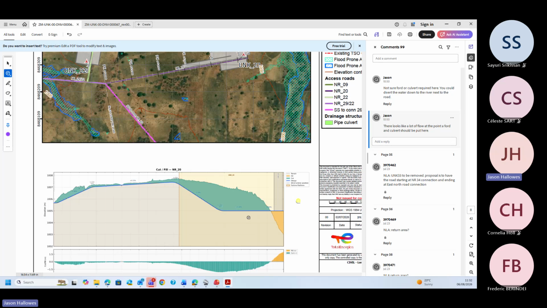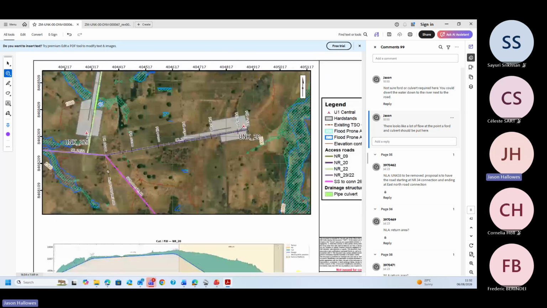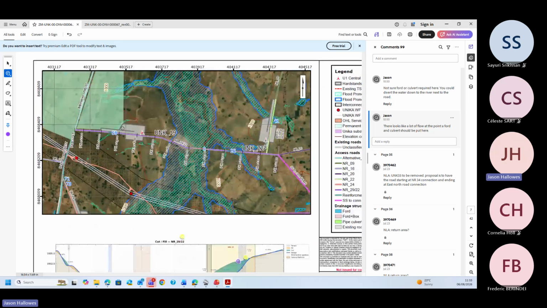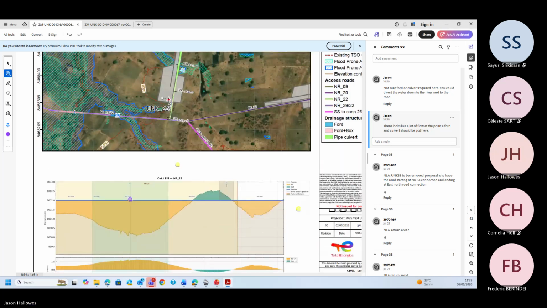I couldn't work out. Oh no, sorry, it's not there. This is that profile there. Okay, sorry, I was a bit further along. There it is there.